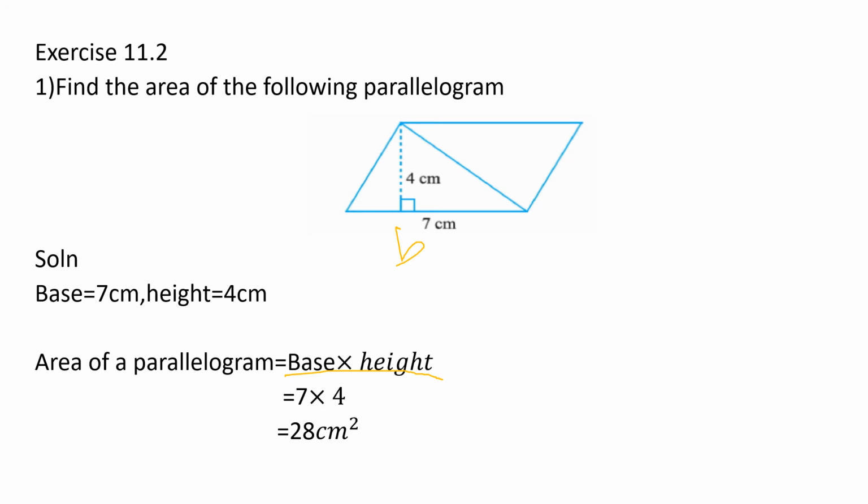So base is given as 7 centimeter and height is given as 4 centimeter. Right? So 7 into 4, 7 4s are 28 centimeter square. Always the area's unit should be in centimeter square. In square units. Area, we will be writing the unit in square.